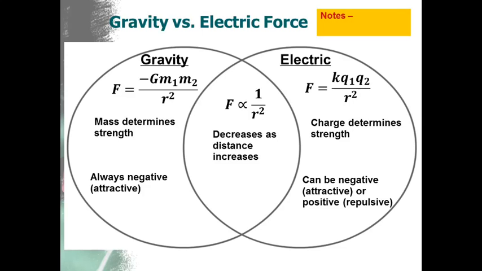If the charges are alike, in other words, positive and positive, well, positive times positive gives me positive, which means that my force is positive, and we know by observation that like charges will repel one another. So a positive force is repulsive. So the electric force can be positive, which means repulsive, or it can be attractive, which is negative. Whereas gravity is always an attractive force, which means it always has a negative sign.